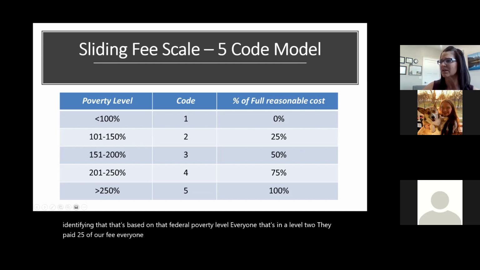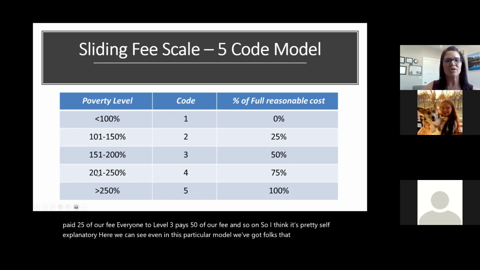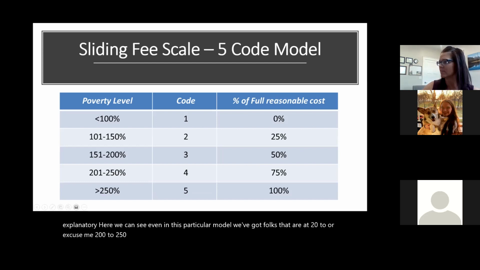So I think it's pretty self-explanatory here, where we can see even in this particular model, we've got folks that are at 200 to 250% above the federal poverty level, but they still get a little bit of a discount. You can see they're getting a 25% discount here because they only have to pay 75% of our charge master fee. So this is a much more simplified format.